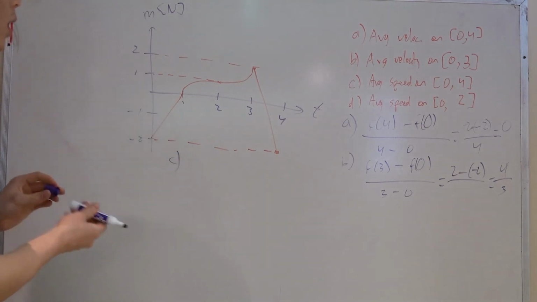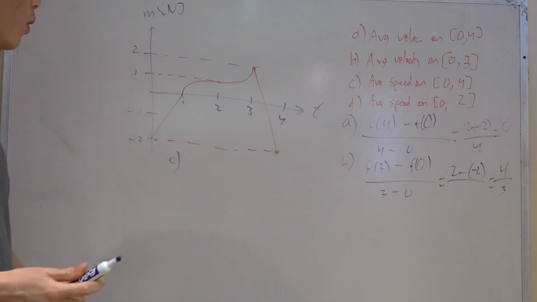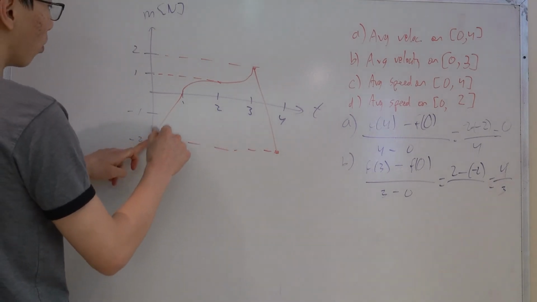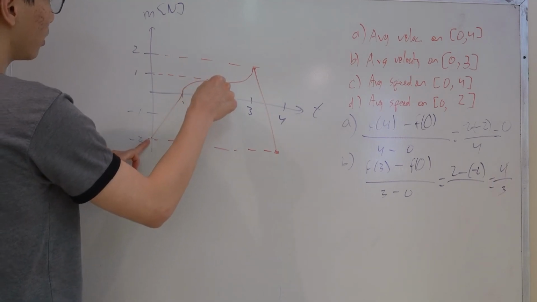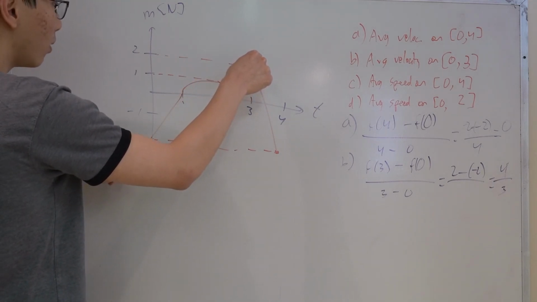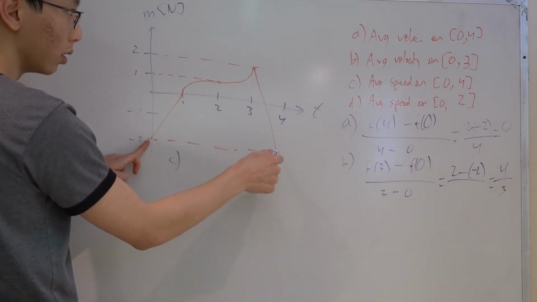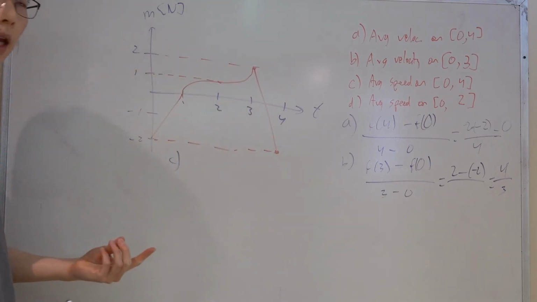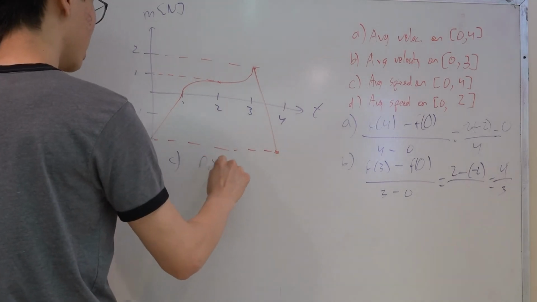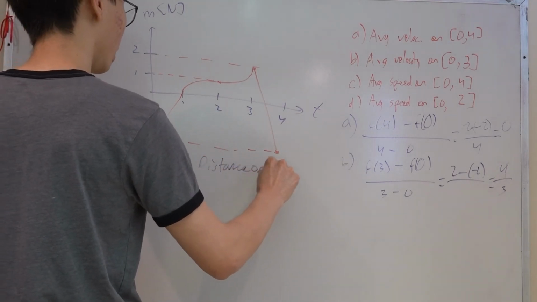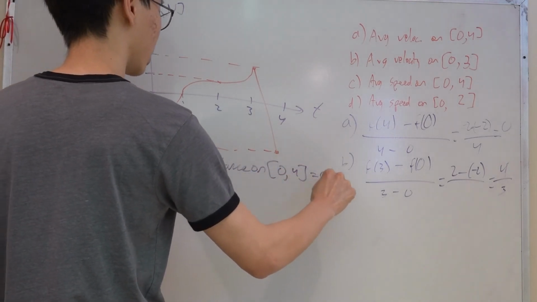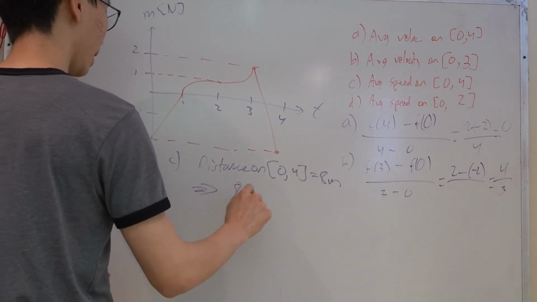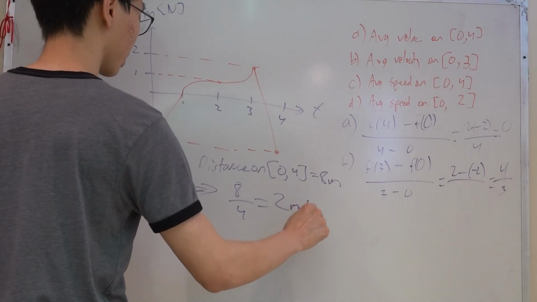Next, for part C, we're going to calculate average speed on 0 to 4. What did you do on the interval 0 to 4? You went up 1 meter, 2 meters, 3 meters, 4 meters, and then you went down back to where you started. So you went 4 meters up and then 4 meters down. 4 plus 4 is 8, so you actually traveled 8 meters. Your distance on the interval 0 to 4 is equal to 8 meters. Okay? Therefore, your speed is 8 divided by 4, which is 2 meters per second.